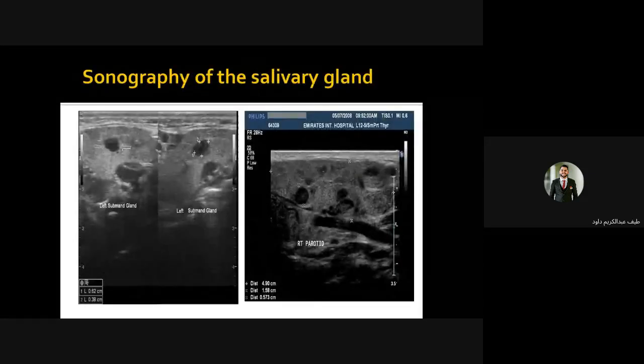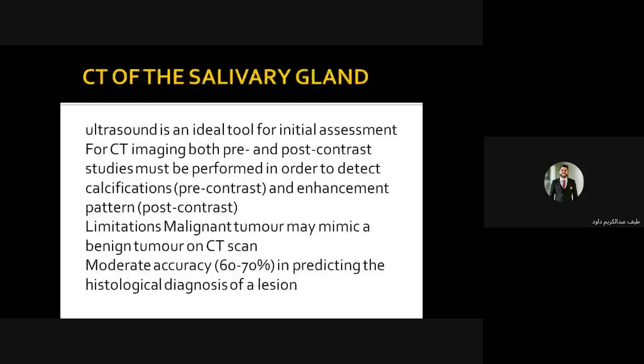Here we could demonstrate multiple hypoechoic areas represented on the salivary gland. Another type of method is the CT scan of the salivary gland. The CT sometimes is used with a contrast media, pre or post, and we could use it for demonstration of the calcification. And sometimes the tumor could be demonstrated, or a malignant tumor is also going to be demonstrated.